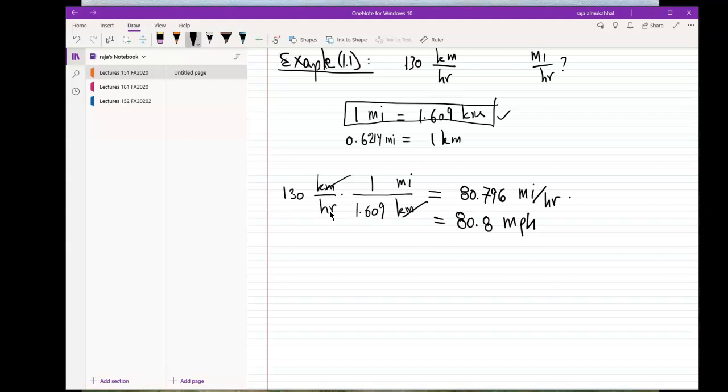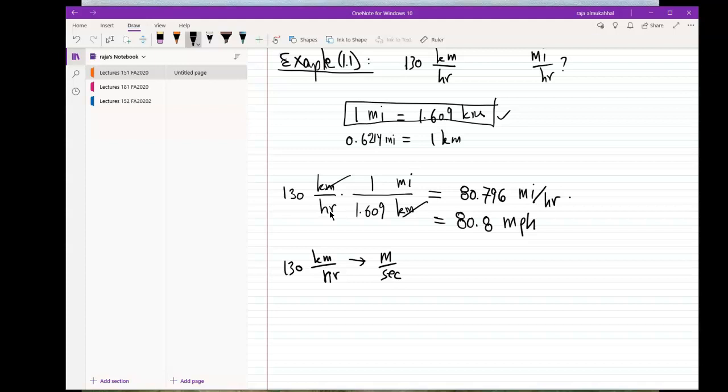I need to move the keyboard. I don't have a lot of space on my desk here. I have here 130 kilometers per hour, and I want to convert it into meters per second.